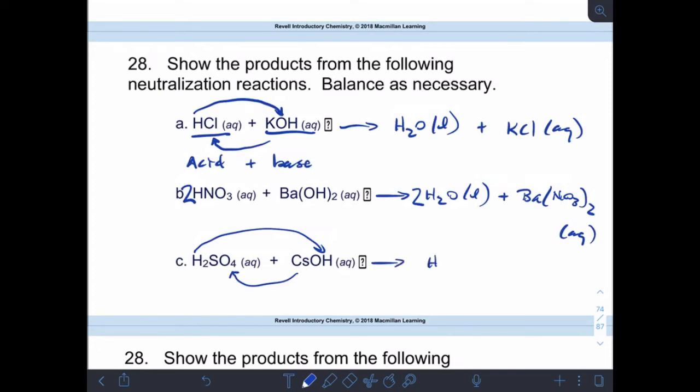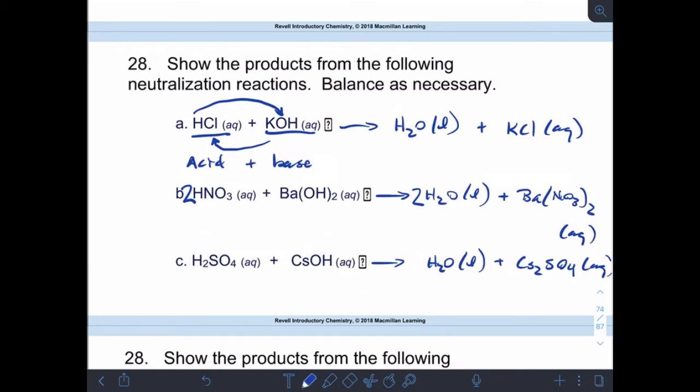So I know that one of my products is water, because acid plus base makes water and a salt. And then my salt, I have cesium plus and SO4 2 minus. So I'm going to need 2 cesiums. And I know that it's aqueous because sulfates are soluble except with a few exceptions, of which cesium is not an exception. All right, so let's take a look at balancing.